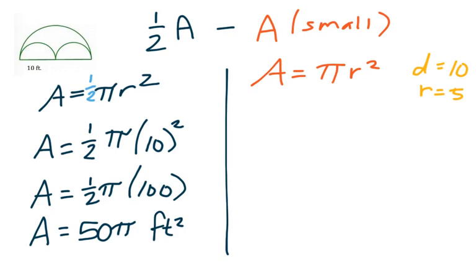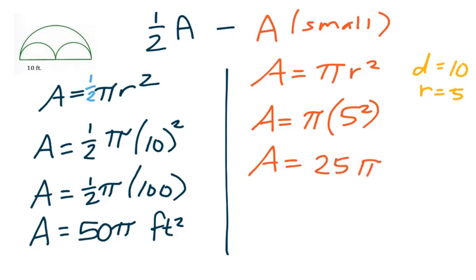Now I can substitute in my information. I'm looking for area, that remains as a variable. I'm leaving it in terms of pi, and I'm putting in 5 and squaring it for the radius. So 5 times 5 is 25 pi square feet.